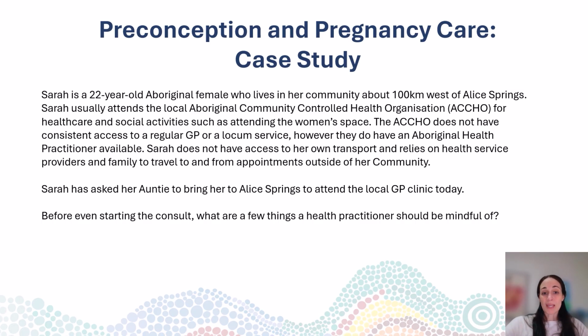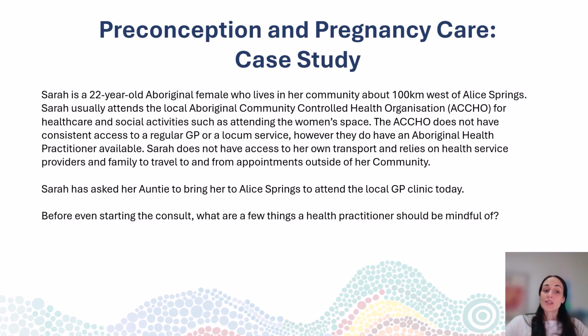Today we're going to do a case study focusing on Chapter 5 of the National Guidelines, which is Preconception and Pregnancy Care. So we've got Sarah today. She's a 22-year-old Aboriginal female who lives in her community about 100 kilometres west of Alice Springs. Sarah usually attends the local Aboriginal Community Controlled Health Organisation, or NACCHO for short, for healthcare and social activities such as attending the women's space.